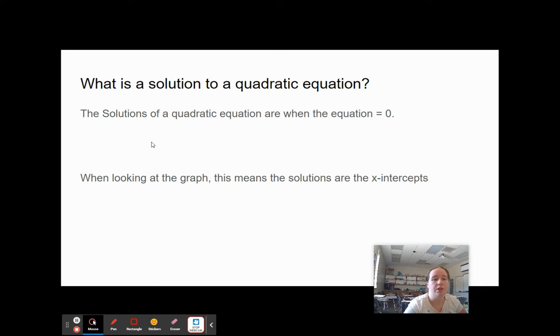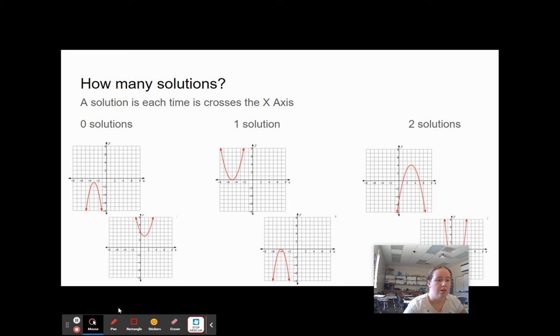A solution of a quadratic equation, so when we solve it, is when the equation is set equal to 0. So when we're looking at a graph, the solutions are just where it crosses the x-axis, or what the x-intercepts are. For each quadratic, you'll either have 0 solutions, 1 solution, or 2 solutions.